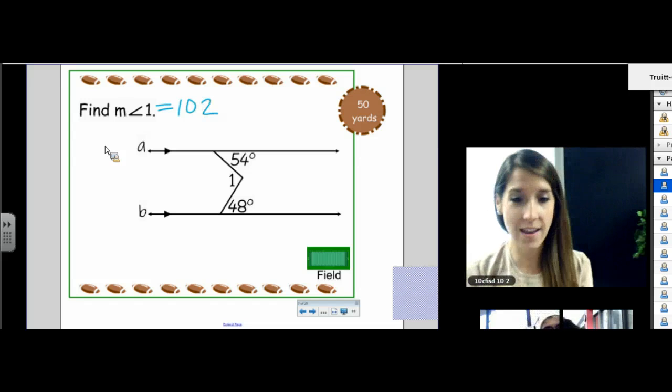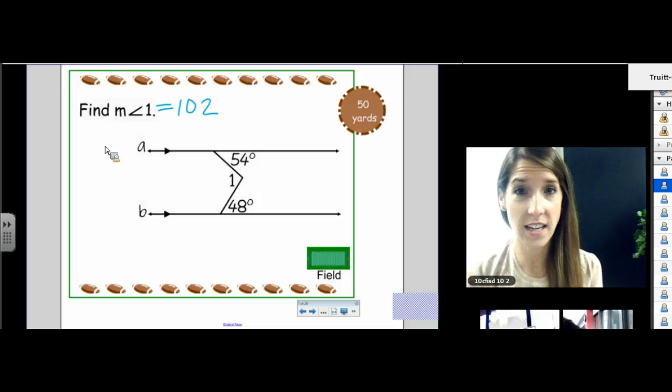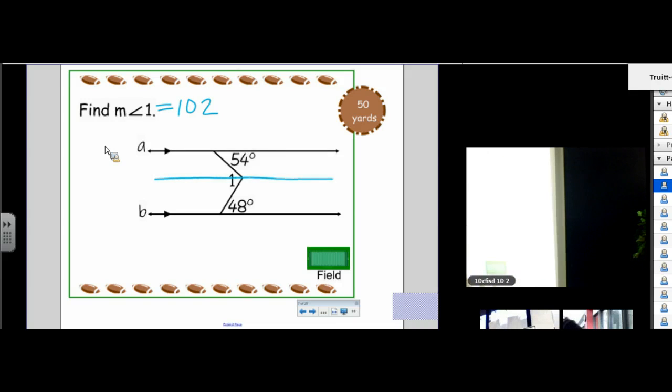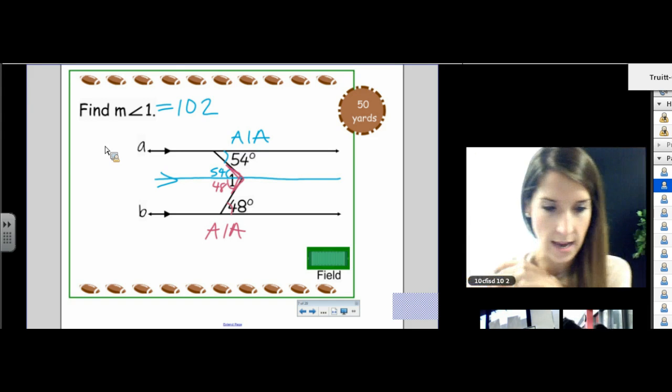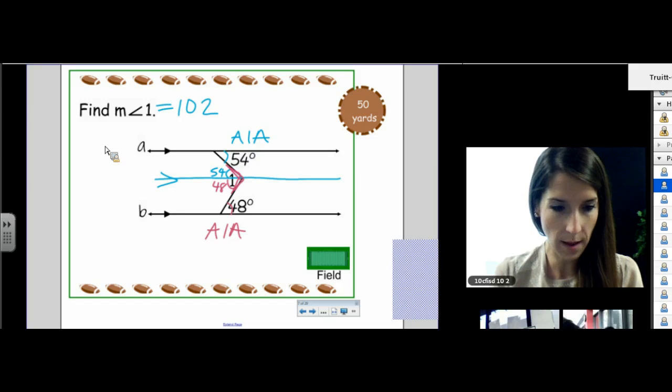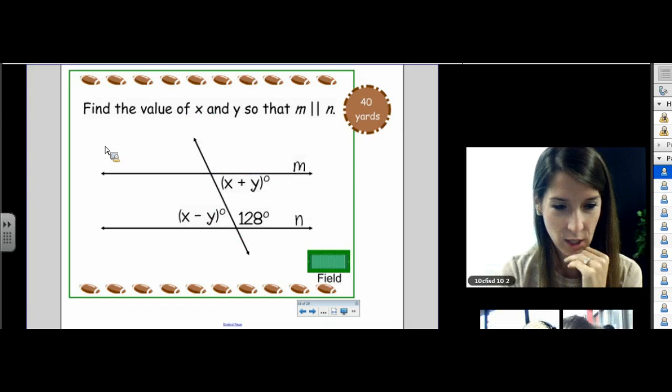Let me show you one way that you could look at this problem, although Chloe might have done it a different way. The way I did it was I drew my own additional parallel line, and I said, oh, these two angles are alternate interior angles, 54, 54. And these two angles, here and here, are alternate interior angles, 48, 48. So then together, angle 1 is just an angle addition problem. It's 54 plus 48. So that's one way to do it, is to draw your own parallel line in there. Did anyone do it a different way?